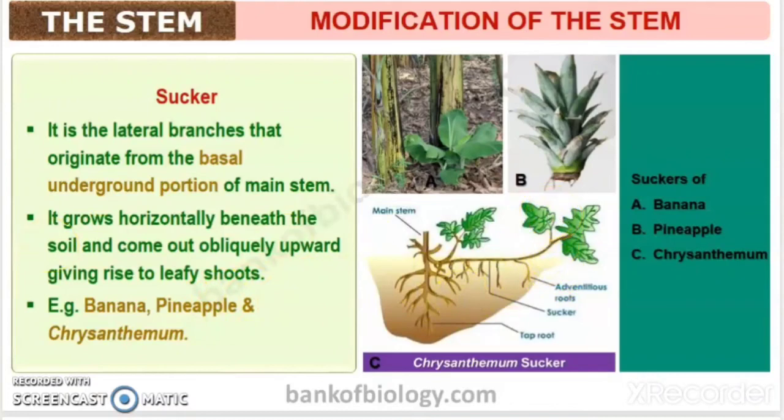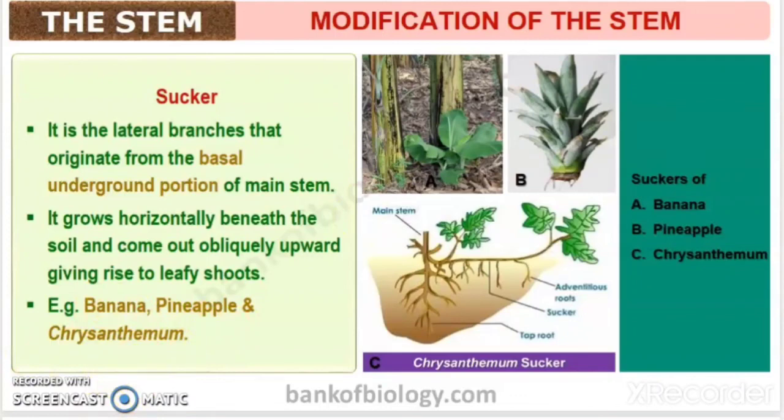So this is how the suckers develop. It is the lateral branch that originates from the basal underground portion of the main stem. They arise from the basal portion of the main stem, the stem portion just below the soil. They will grow horizontally beneath the soil, which is inside the soil, and they will come out obliquely upwards, giving rise to leafy shoots. Examples of plants that grow by suckers are banana, pineapple, and chrysanthemum.